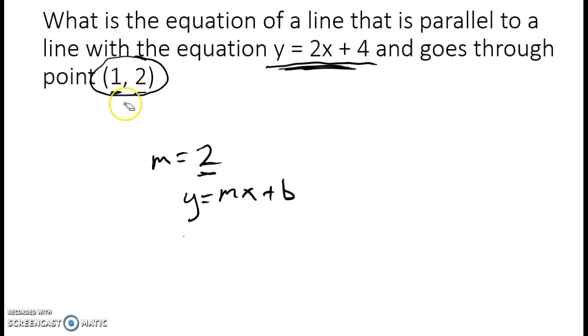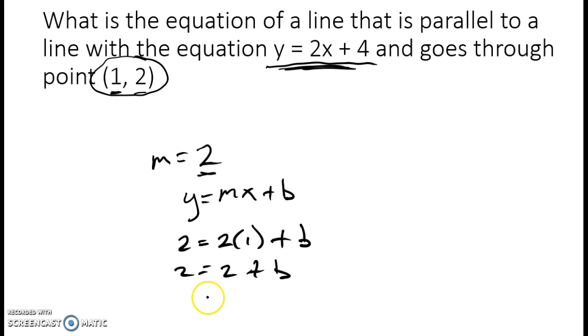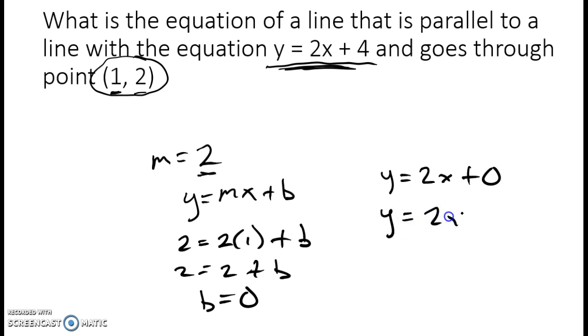I'm going to put in my 2 for y. I'm plugging it in because I'm trying to find out what b is. So 2 equals our slope, which is 2, times our x, which is 1, plus b, and 2 times 1 is 2. And subtract 2 on both sides, we find out that our new y-intercept is 0. So this line has the same slope, and the proper way that you would write this new line is just writing y is equal to 2x, because 2x plus 0 is just equal to 2x.